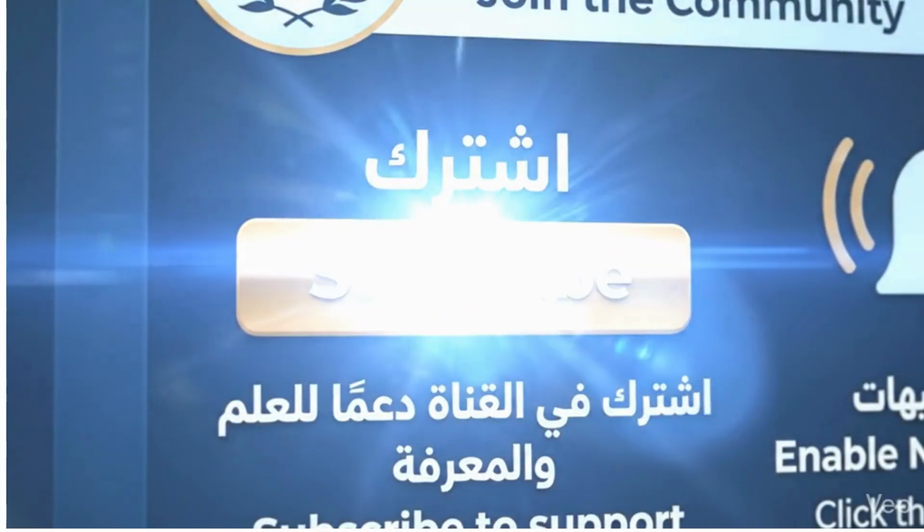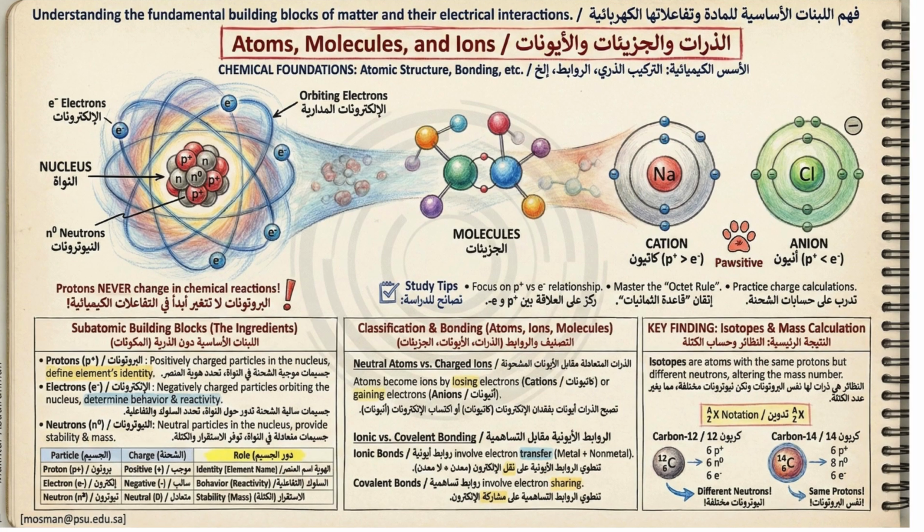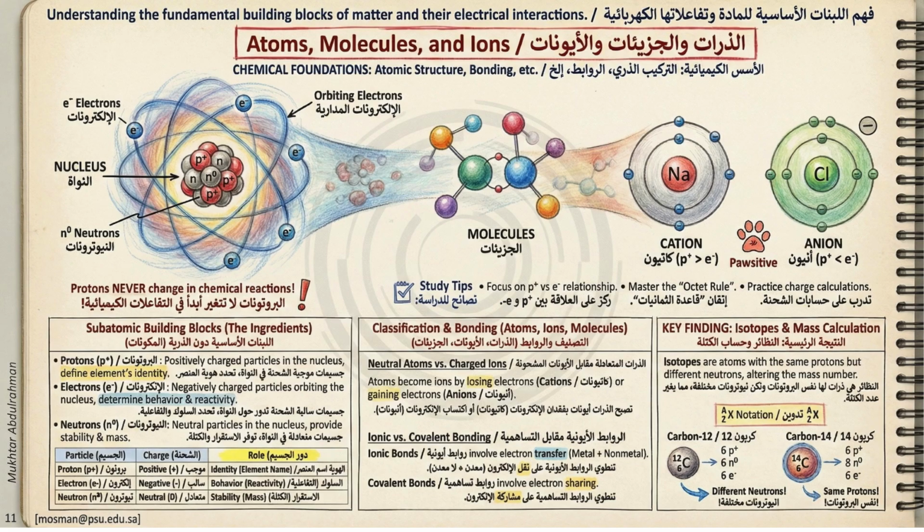Understanding the fundamental building blocks of matter and their electrical interactions. Atoms, molecules, and ions. Chemical foundations include atomic structure and bonding. Let's begin with the atom. An atom is made of smaller particles called subatomic particles.